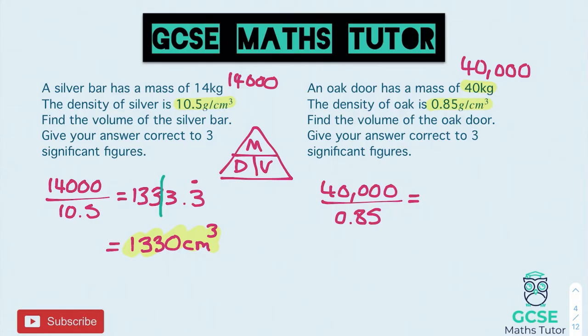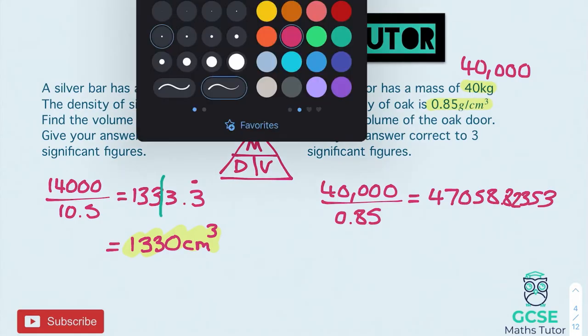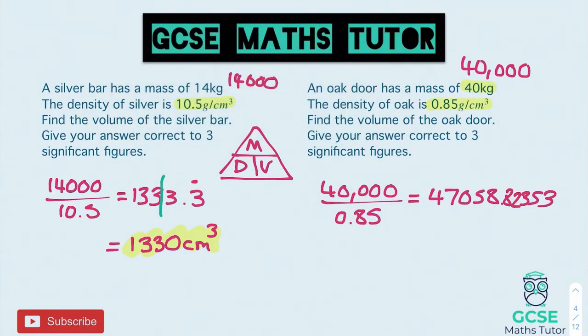Let's type this in, 0.85, and we get 47,000, and it comes out as 47,058. Quite a few decimals here, 82353. There we go. We don't need all of those because we're only going to round to three significant figures. So 470. So we're going to chop it just after the zero, not forgetting that zero is a significant figure when it appears after a whole number. So if we round that, we get 47,000.